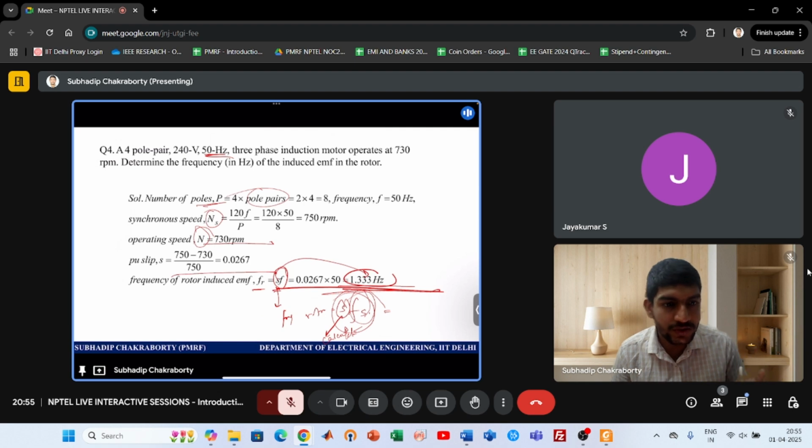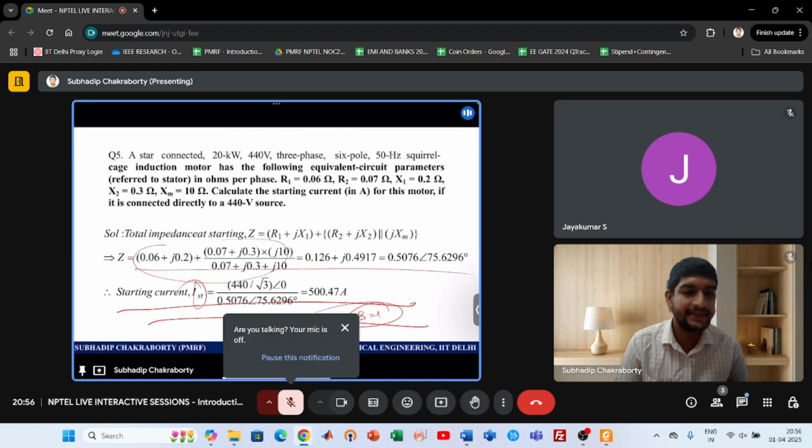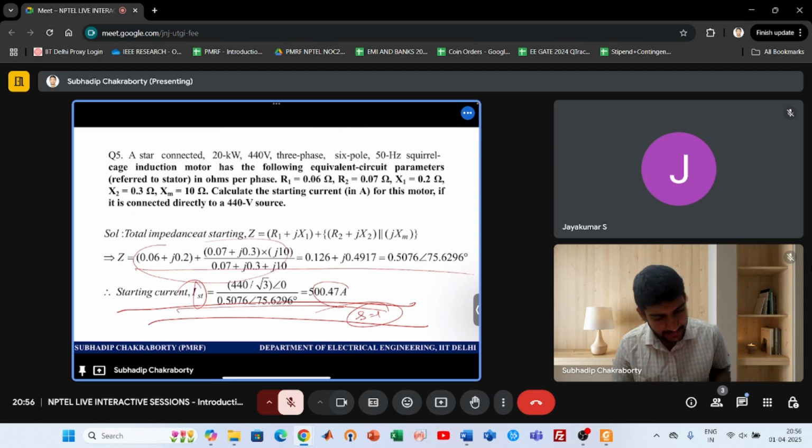So they are very easy problems. Once you go through, you will understand, right? Please go through them. It's the same for the starting current. For starting current, please put S equal to 1 in the overall R2 by S, and then try to calculate the starting current. Just simple network theory: how to calculate the parallel and series combination of the net impedance, then net voltage divided by impedance per phase. And if it is star, phase and line currents are same, and you just take its magnitude. That will give you the starting current.